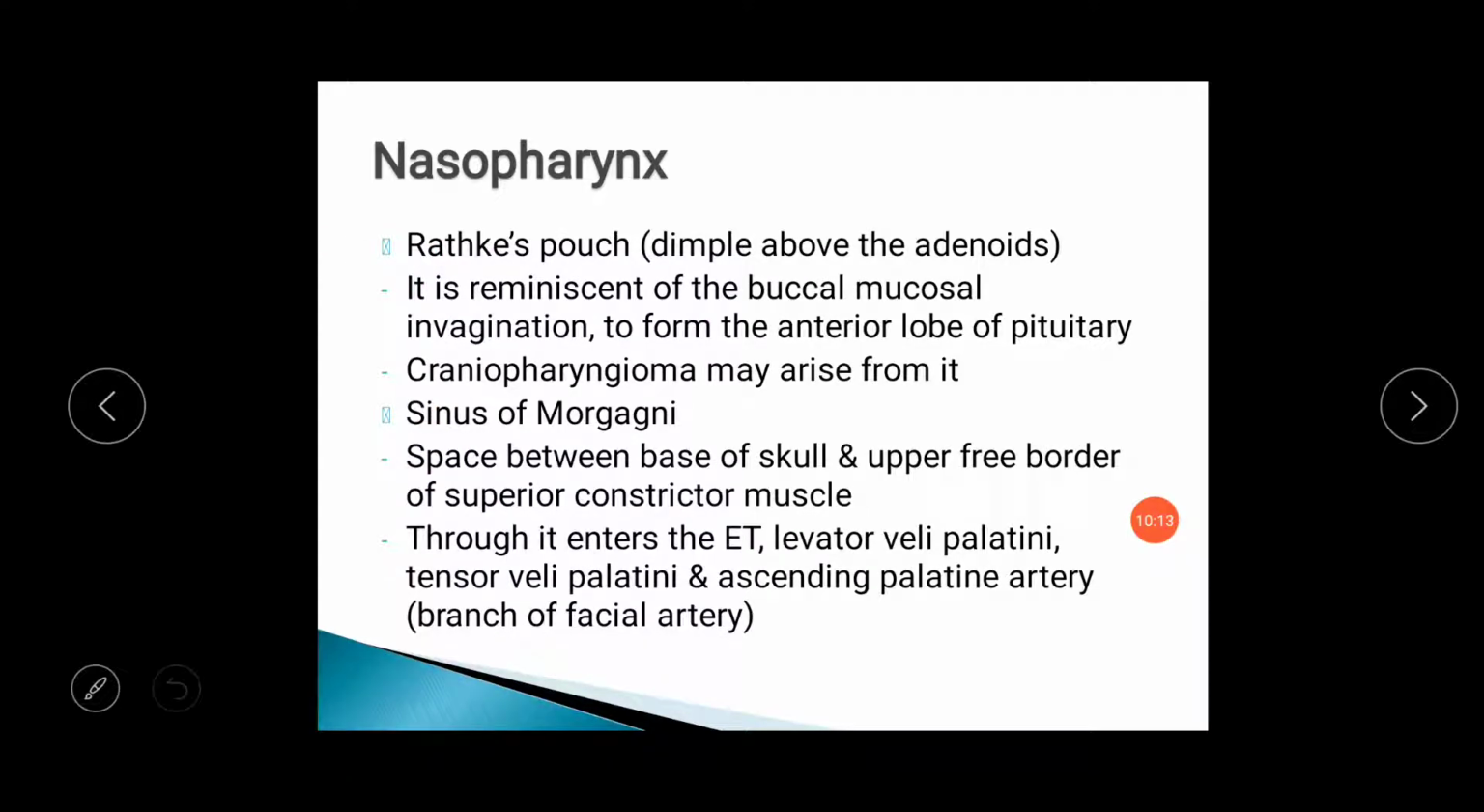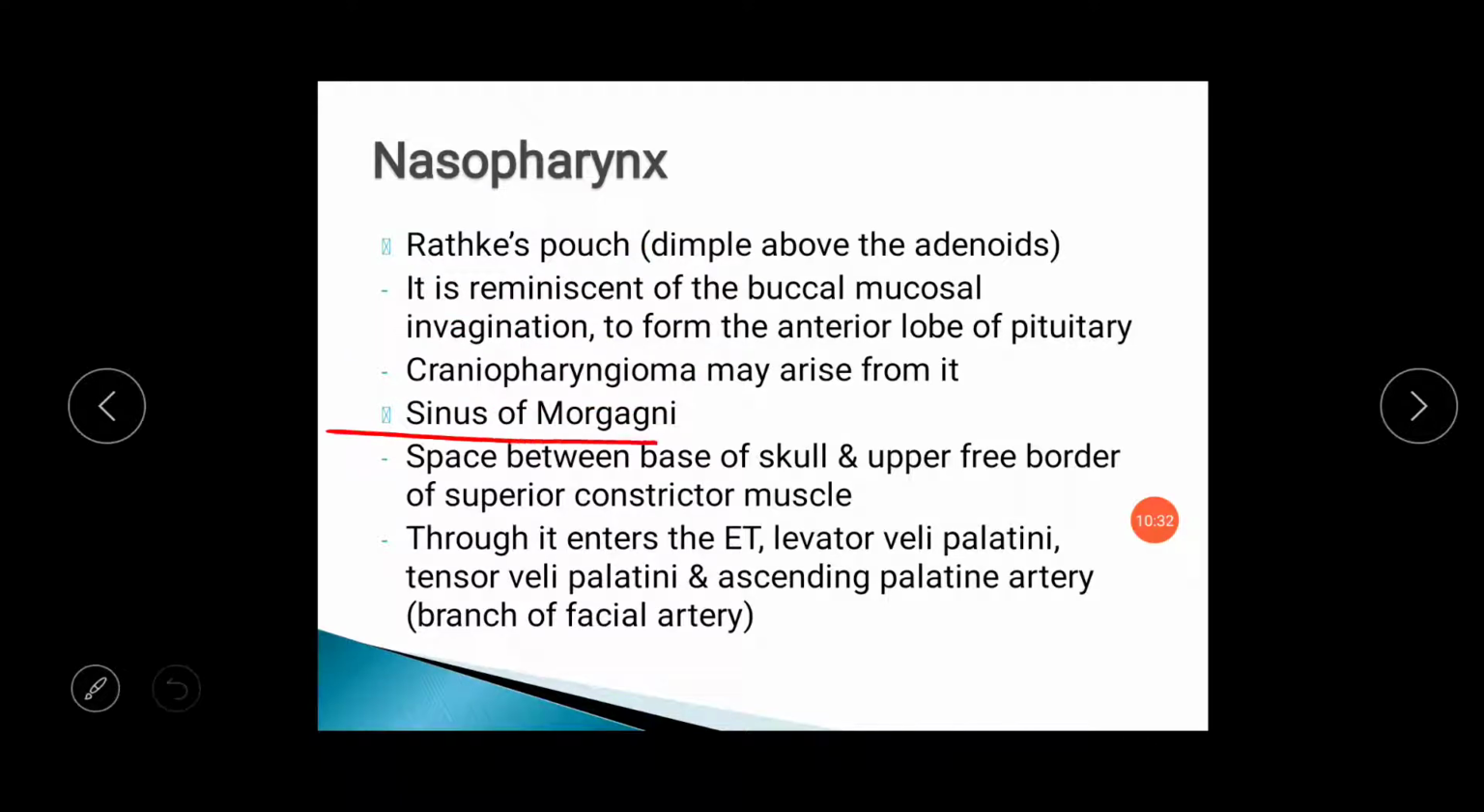Rathke's pouch is a dimple just above the adenoid. It is a remnant of the mucosal invagination, and it forms the anterior lobe of pituitary gland. Sometimes a tumor named craniopharyngioma may arise from this Rathke's pouch.